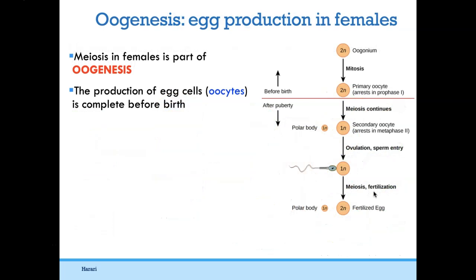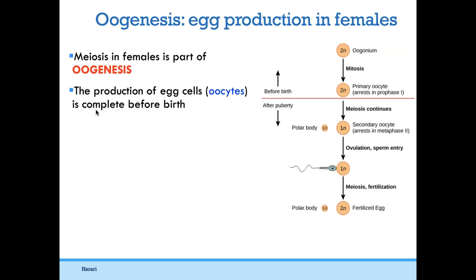Oogenesis is egg production in females. And the ovaries contain stem cells called oogonia. Oogonium is singular. And the production of egg cells, or oocytes, is complete before birth. So if you're a female, you have many primary oocytes with 46 chromosomes that were formed when you were a fetus.